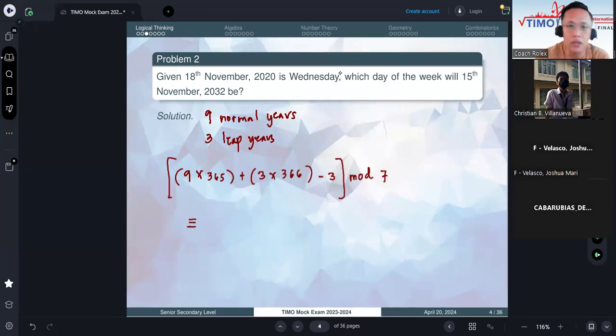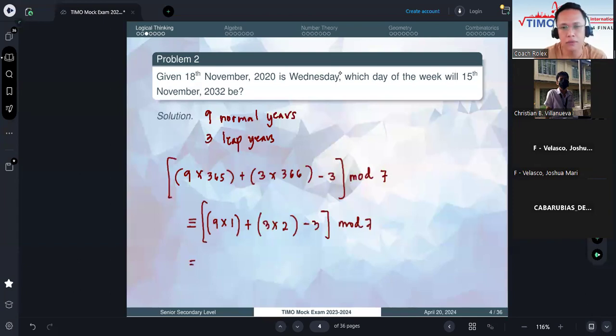Now, this value here, 365, can be simplified to 1. So you will have 9 times 1 plus 3 times 2 minus 3, mod 7. So we have 9 plus 6, so we have 15. Then 15 minus 3, that is 12.